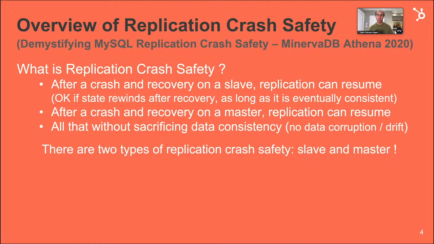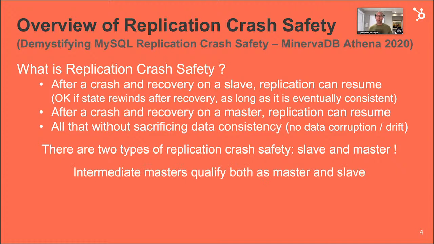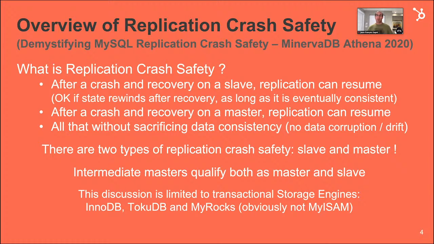Types of replication crash: slave crashes and master crashes. We will cover both. Intermediary slaves that are also writing are both slaves and masters. This applies to all kinds of replication, including intermediate masters and cluster replication. I'm not talking about non-transactional storage engines, only about crashes with transactional storage engines.